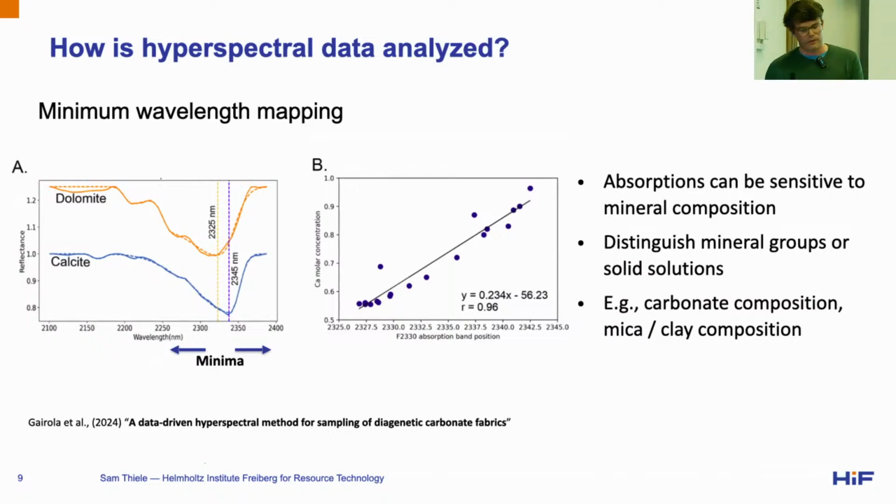And so this is how, for example, you can distinguish dolomite from calcite by looking at the position of the absorption feature associated with carbonate, or you can distinguish whole groups of different clay minerals by looking at this variation in the position of different absorptions. It doesn't give you a quantitative estimate of how much of that mineral there is, but it can start to distinguish different mineral groups in a really powerful way.